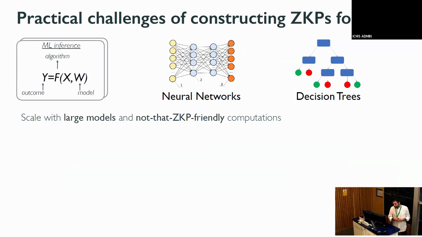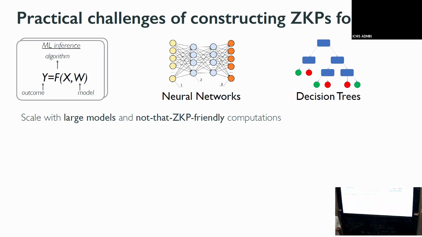All right, so that's our solution, right? That's our very generic and theoretical solution. Now, what I want to discuss is how we can construct proofs for machine learning algorithms. And what is the challenge? The challenge essentially relates to scalability. Why? Because these models are very large, and the computations they involve are not very friendly with ZK proof techniques.